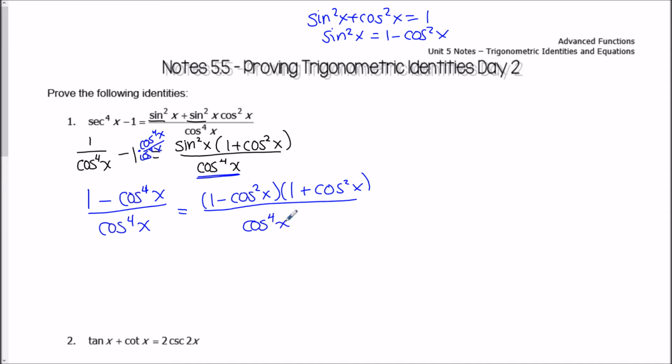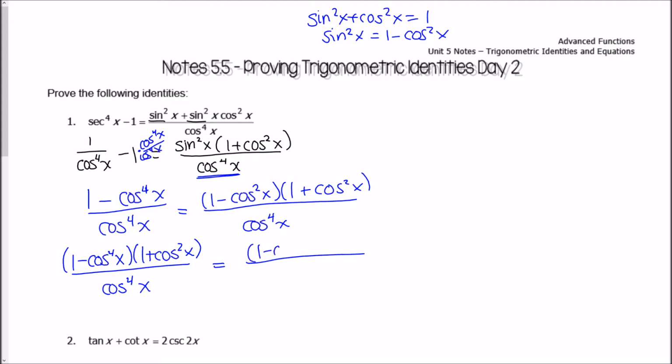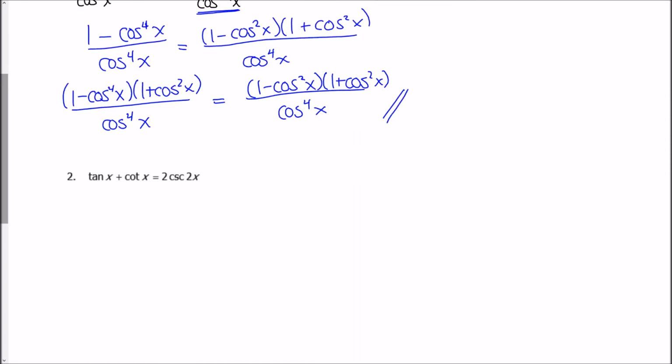Now, you probably can see how they're the same thing. So you have two options. You can either FOIL this right here, or you can factor this. It's up to you. As long as both sides look the same, you've got the right answer. So I'm going to factor this difference of perfect squares that I have here, and that's all over cosine to the power of 4x, and that's equal to exactly the same thing that we have on this side right here, all over cosine to the power of 4x. So we've proven it and we're good to go. Okay? All right, so now let's take a look at number 2.